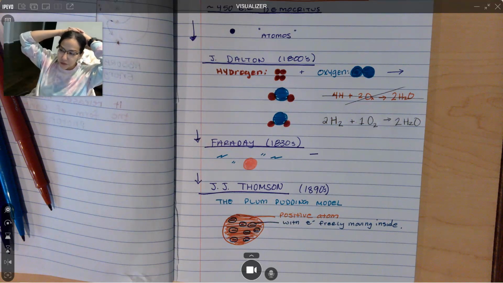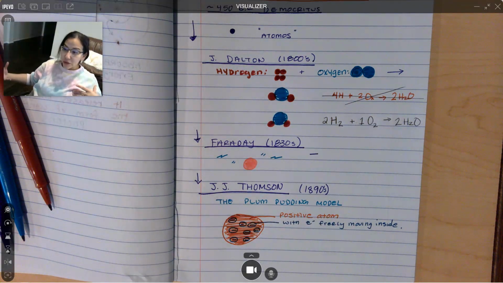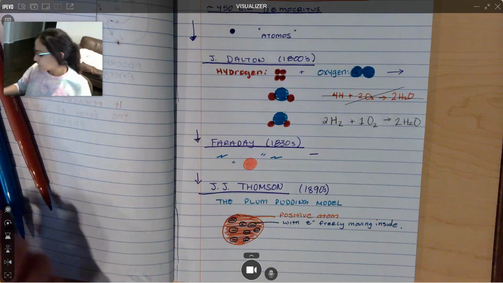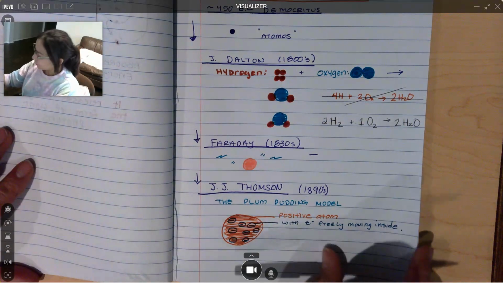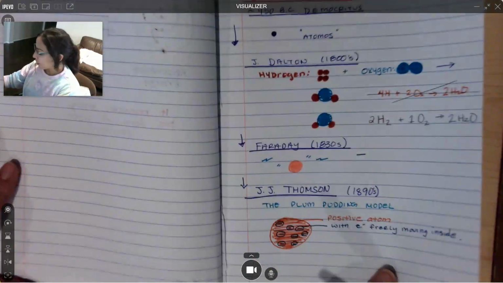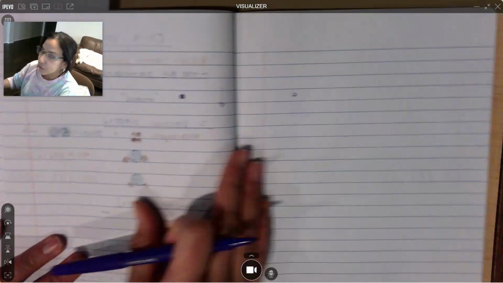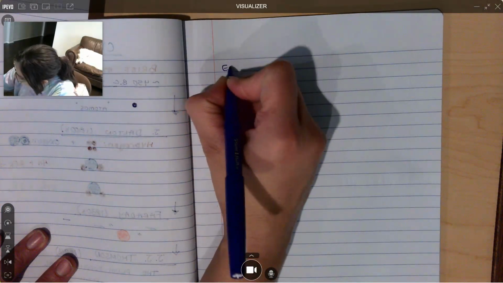He basically just built off of J.J. Thomson's discovery. The most significant one, though, after J.J. Thomson was Rutherford, Ernest Rutherford. So let's go into Ernest Rutherford. And Ernest Rutherford developed an experiment called the gold foil experiment.